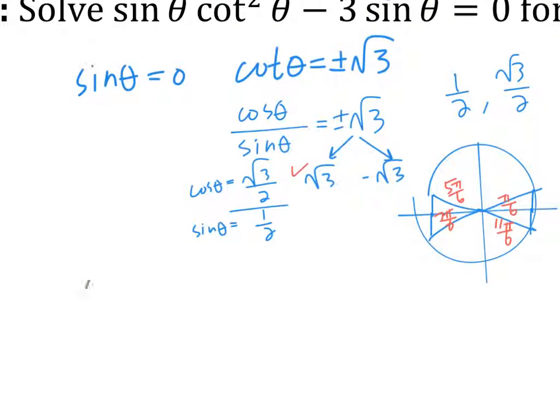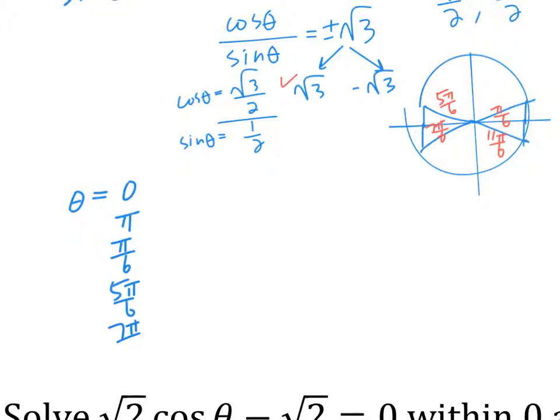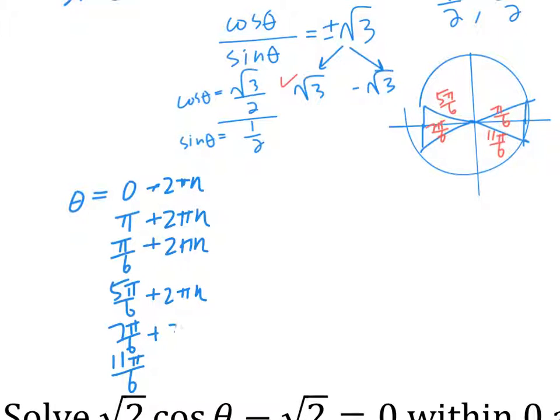And then we had 2 from sine theta equals 0. Sine theta equals 0, we said was 0 and pi from the previous problem. And then we have 4 here: pi over 6, 5 pi over 6, 7 pi over 6, and 11 pi over 6. And let's look at the question. All angles. So we've got to add 2 pi n on everything. n is equal to an integer.